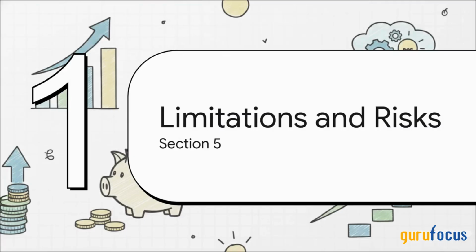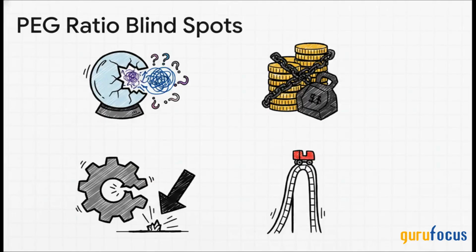Finally, let's hit Section 5, Limitations and Risks. As much as I absolutely love the clarity that the PEG ratio brings, let's be real. No single financial metric is foolproof. We need to look at the blind spots of the PEG ratio itself so you can use it safely. Let's quickly rattle off a few scenarios where the PEG ratio totally breaks down. First, it relies entirely on accurate growth estimates. If Wall Street analysts are being overly optimistic about the future, your PEG ratio is going to look artificially cheap.